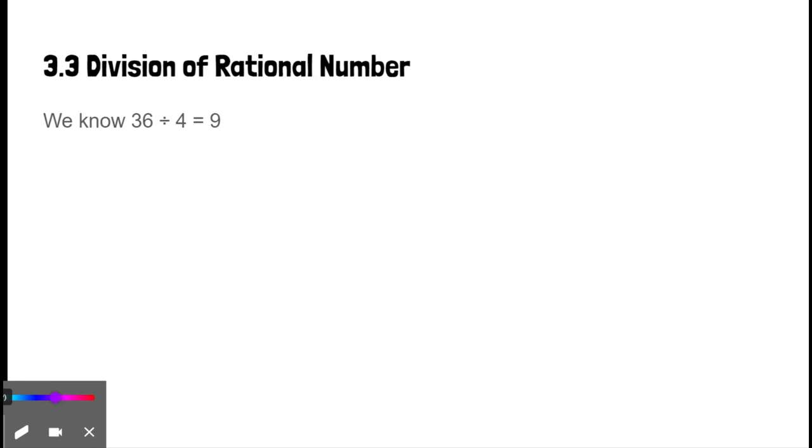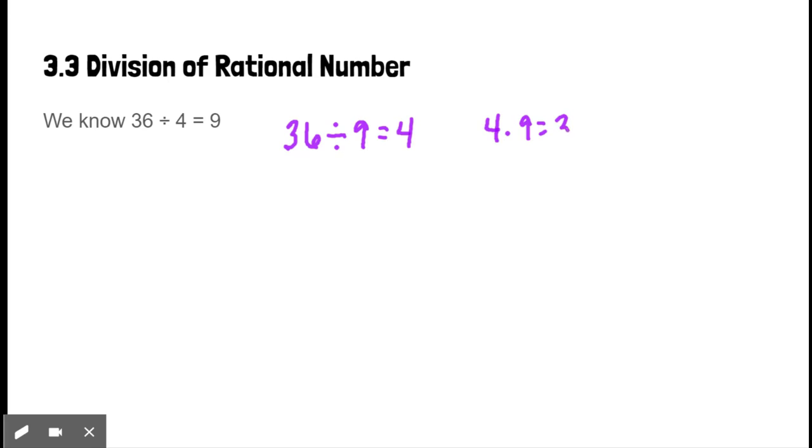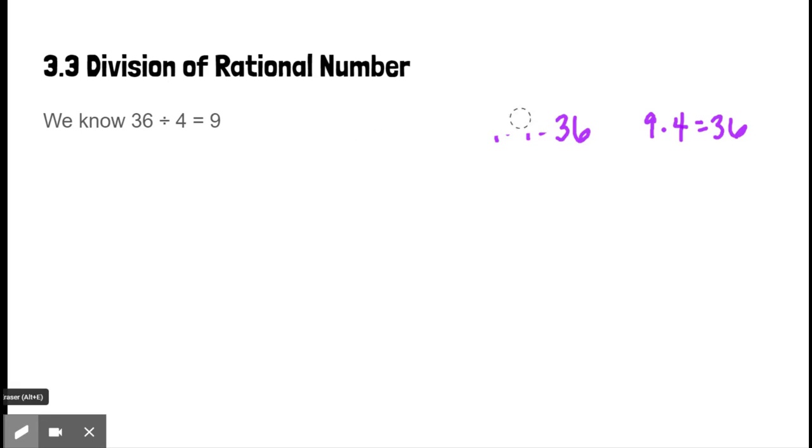Well, we can quickly write out the fact family for this. So we can say, well, if that's true, then 36 divided by 9 equals 4. And 4 times 9 equals 36. And 9 times 4 equals 36. Remember, the magic number here is 4, right? There's going to be 4 number sentences for a fact family, 2 multiplication and 2 division. So if this number sentence is true, then the rest is also true.